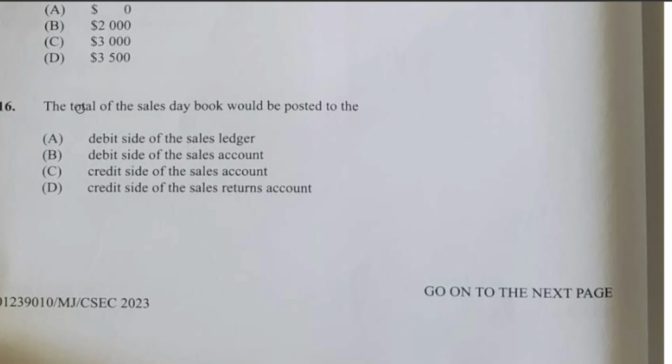So I'll start. The total of the sales daybook will be posted to... we're dealing with the sales daybook, and sales is an income, and incomes have credit value. So let's look at the options here. Definitely A and B are incorrect. C, credit side of the sales account, and this should be the answer. D, credit side of the sales return account.